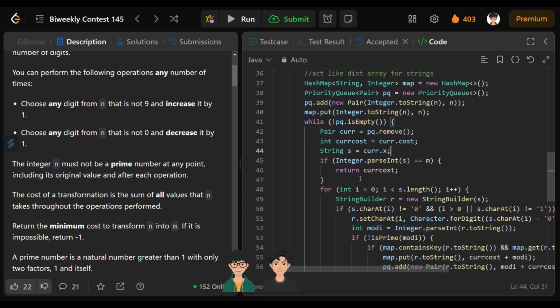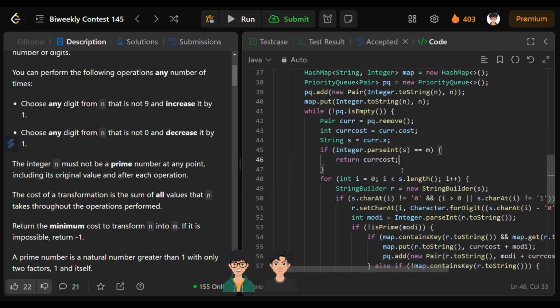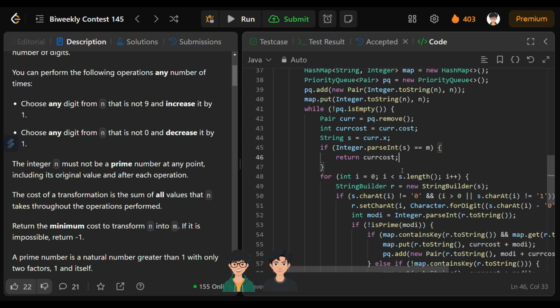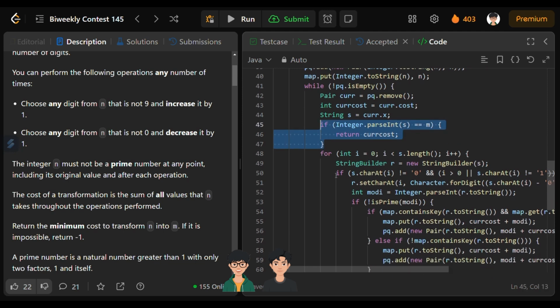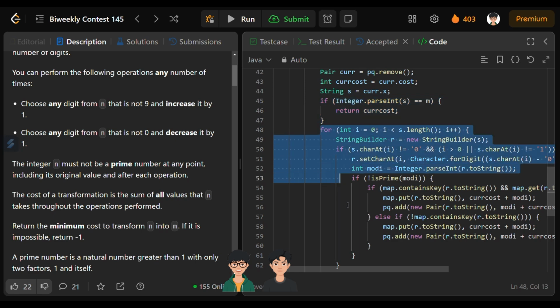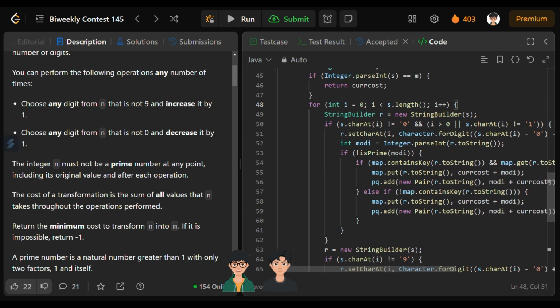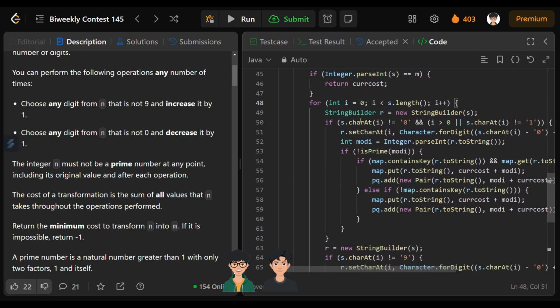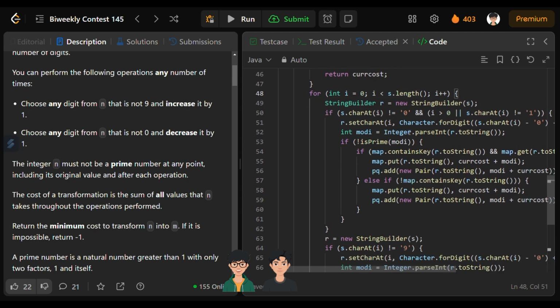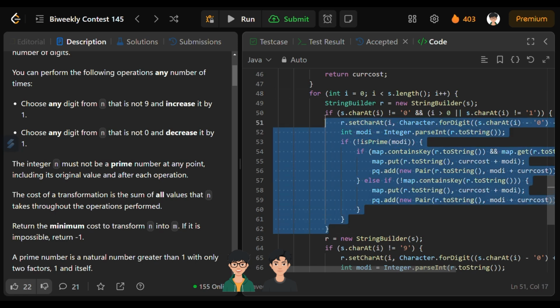After that, this if condition at the 45th line says that if we have reached the destination node, we can just return the cost here. If you don't want to write this line here, you can write it outside of the while loop. It doesn't matter. After that, we iterate over the current number, which I have converted into a string, and these all look big, but these are just the conditions given in the question.